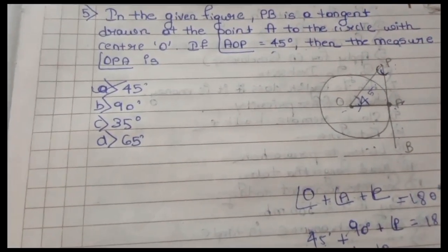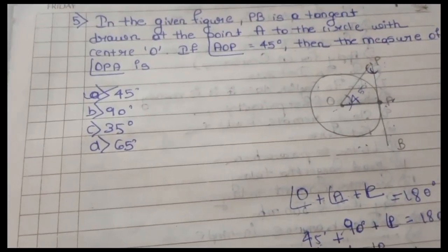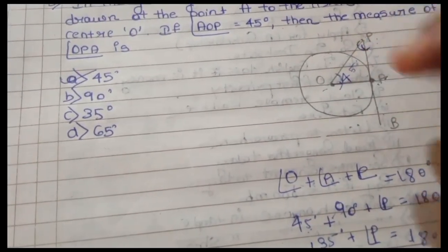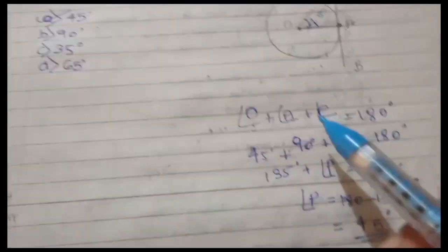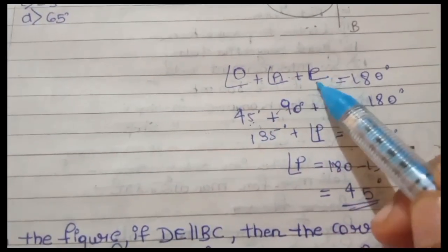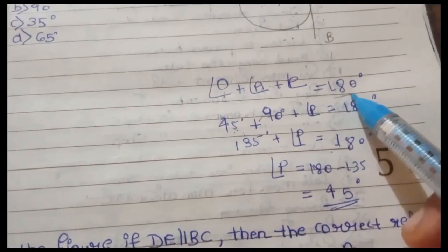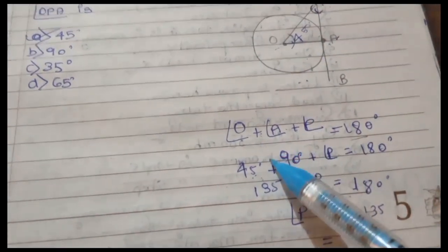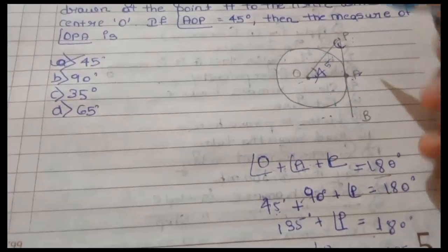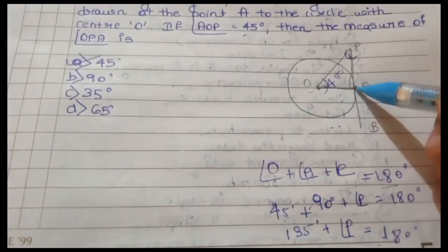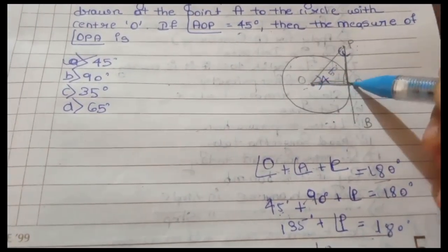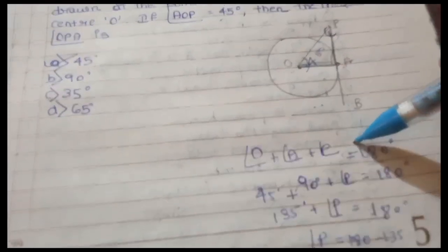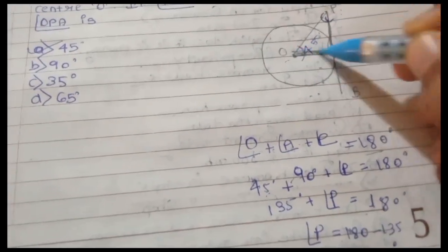So whenever we have to find the angle inside the triangle, we should know one formula, that is the addition of these three angles is always equal to 180 degrees. Angle O plus angle A plus angle P is always equal to 180 degrees. Now angle O is nothing but 45 degrees. Angle A, so we can observe that it is a right angle triangle. If you don't know any angle, first check whether it is a right angle triangle. If not, apply this formula. Yes, we can say that it is a right angle triangle.